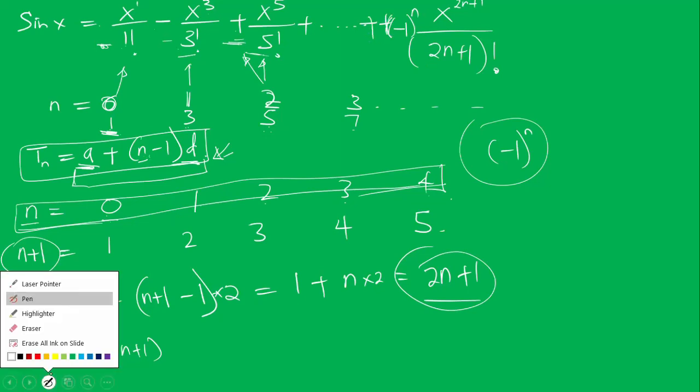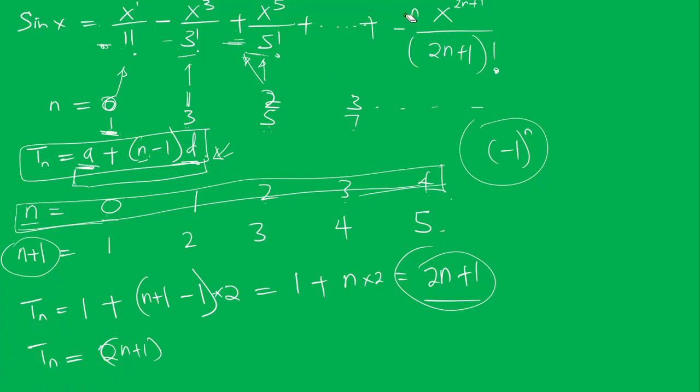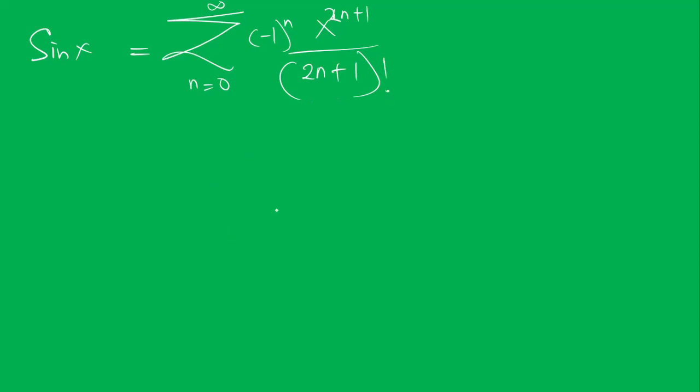Let me make that place neater. So that means you have minus 1 to the power n. So this is the n term. Having gotten the n term, we can now say sine x is equal to the summation to infinity from n equal to 0. Then now you are summing this, x to the power 2n plus 1 over 2n plus 1 factorial.